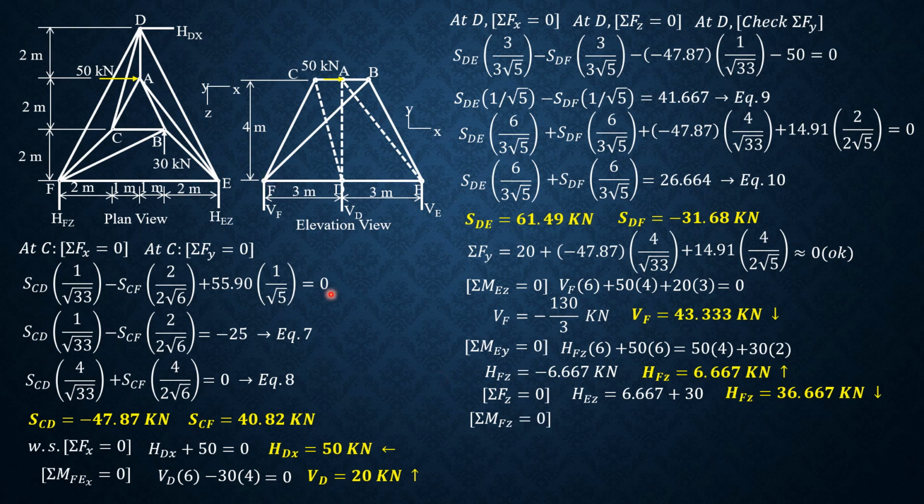We sum up moment about FG equals 0 here. Z axis is pointing toward our eyes, so positive in that direction. So let's assume V sub E is positive. So V sub E times 6 plus V sub D, which is 20 times 3, equals 50 times 4. Solving for V sub E is 23.33 kilonewtons. So if we check summation forces Y for the whole system, if this is 0, so V sub F is negative 43.33 plus 20, so negative 23.33, then plus 23.33 equals 0.